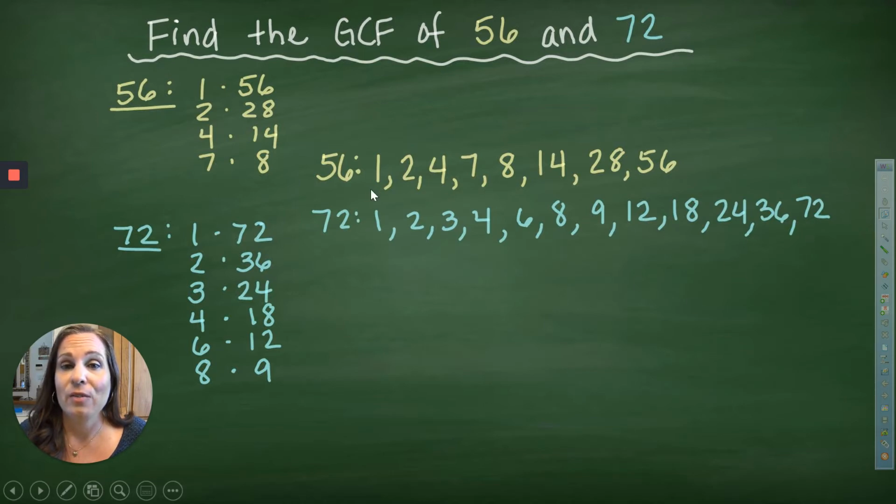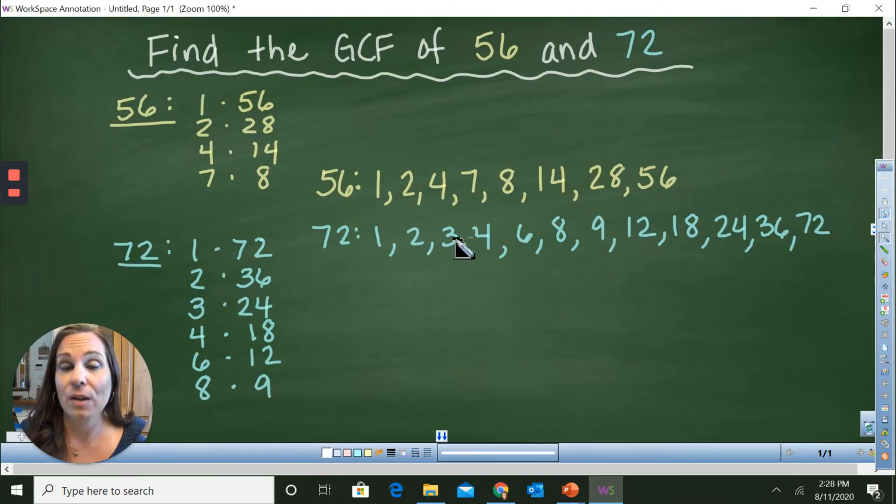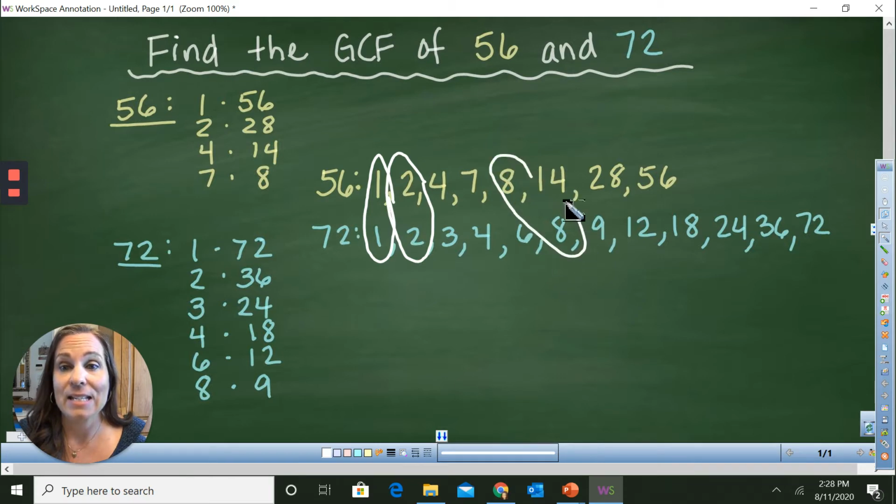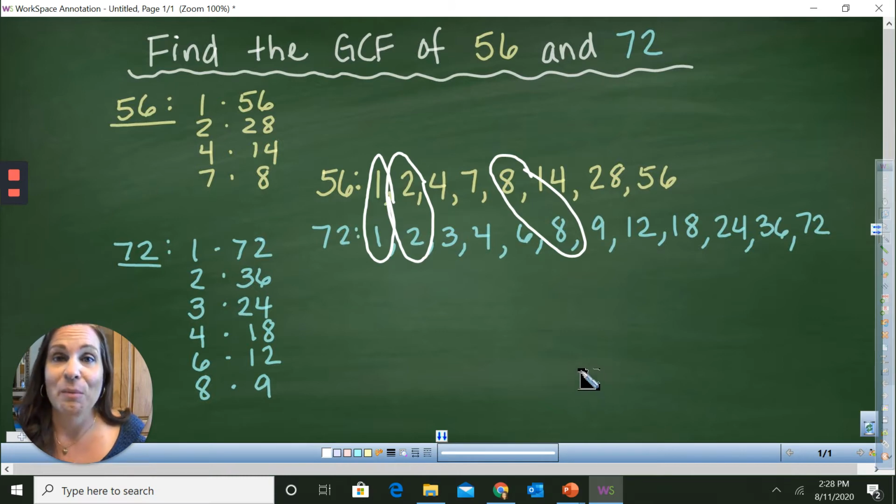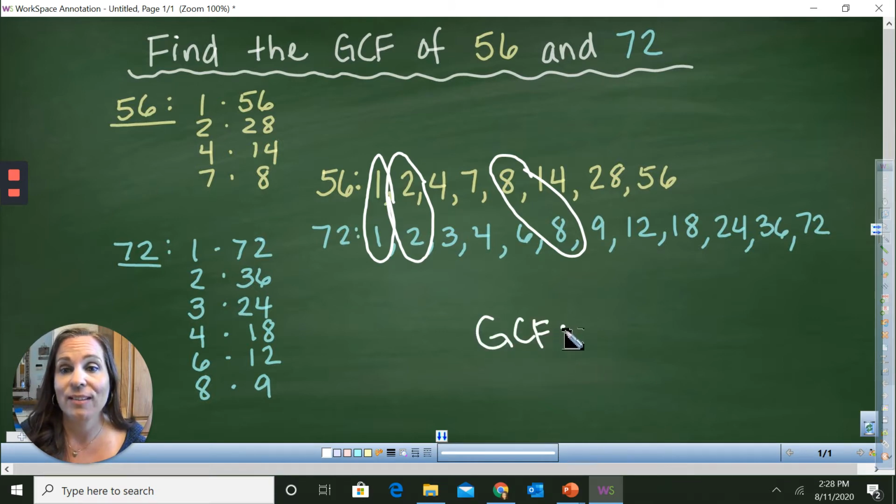Now that I have both lists of factors, I can look for factors that both numbers have in common. So I see that 1 is a common factor, 2 is a common factor, and 8 is a common factor. The largest of these common factors is 8, so my GCF is 8. Okay, that's the list method.